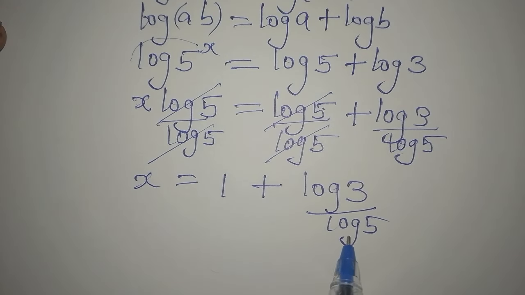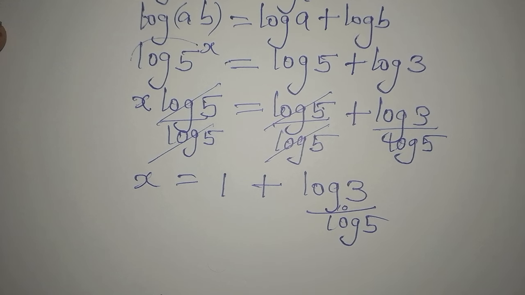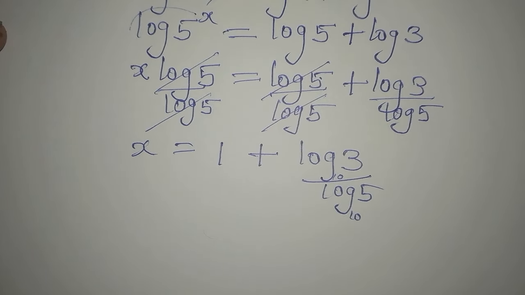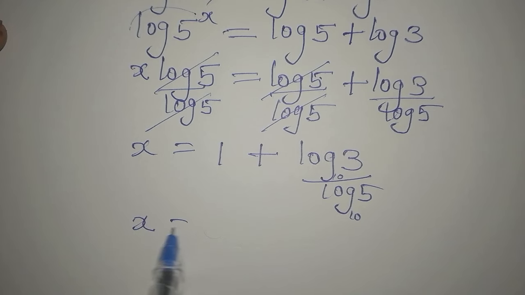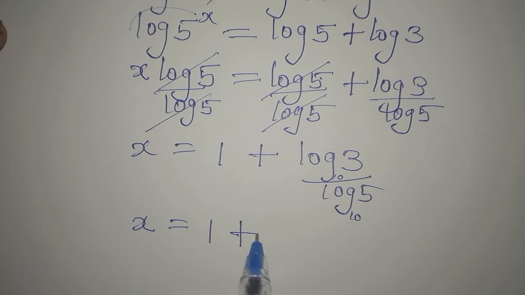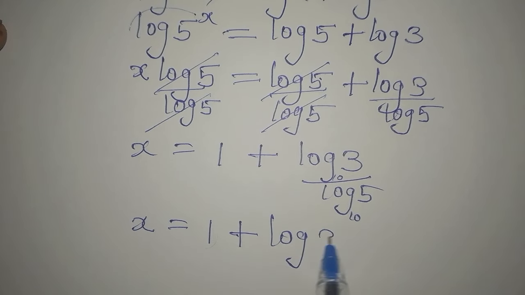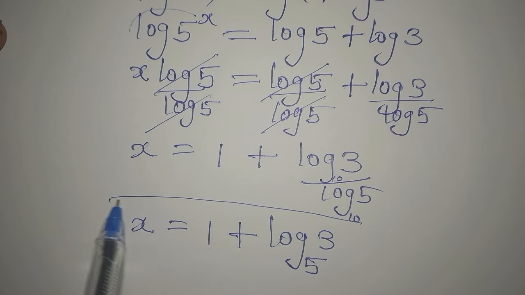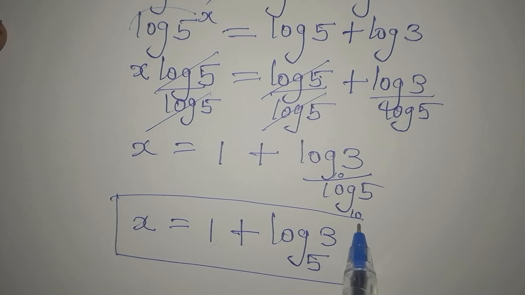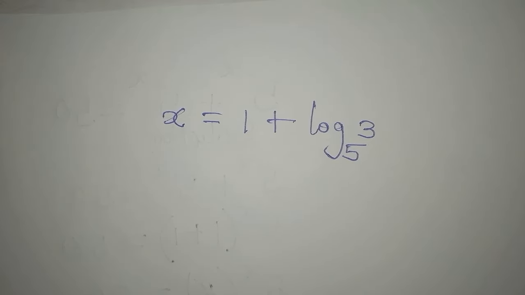Now we'll apply change of base because this is directly to base 10 and this is also to base 10. So if you apply change of base, the 5 here becomes the base, and the 3 the numerator. So our x will be 1 plus log 3 to base 5. So this right here is the value of x. But if you want to have your answer in decimal, you will use your calculator. Okay, so this is our value of x.